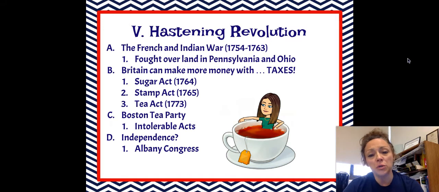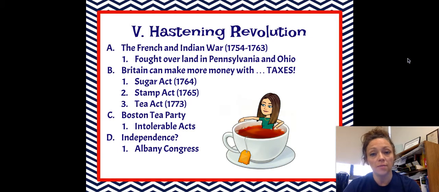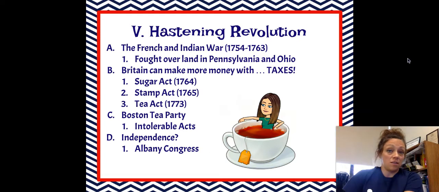So in order to rebuild the British treasury, Parliament decided, you know what, we're going to place some additional taxes on the colonies. And Great Britain really didn't see that as an issue, because in their mind, the colonies were still very much politically and economically connected to Great Britain. So they saw that as just an extension of Great Britain.